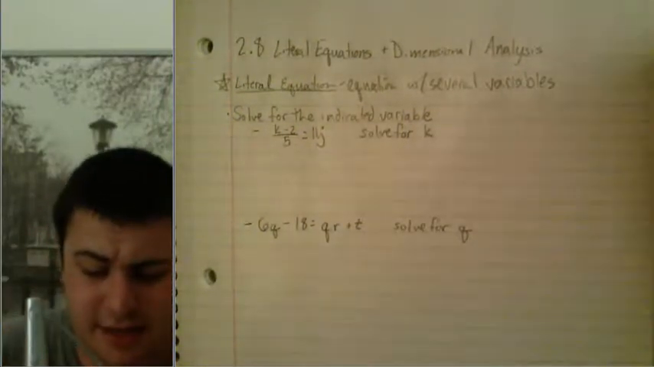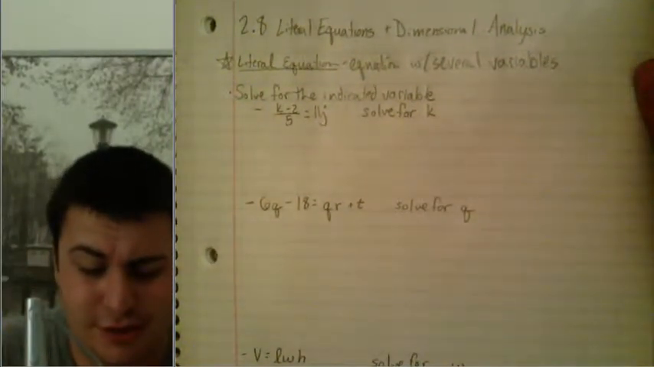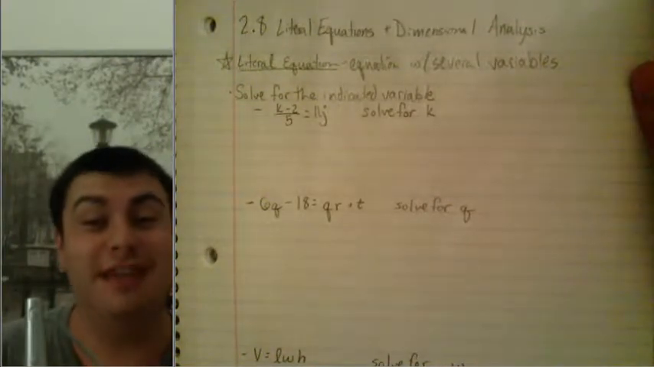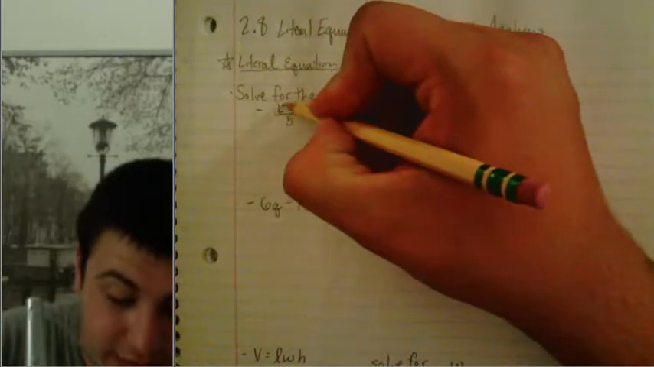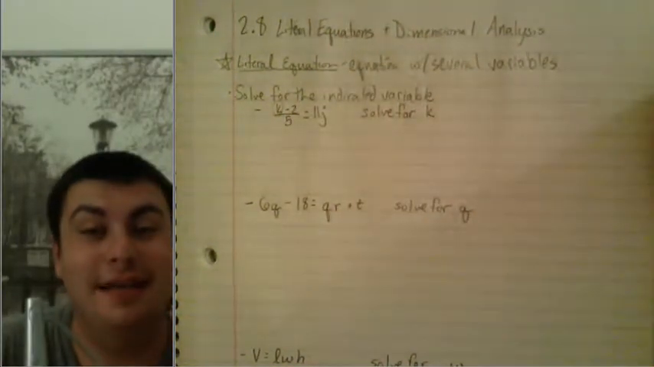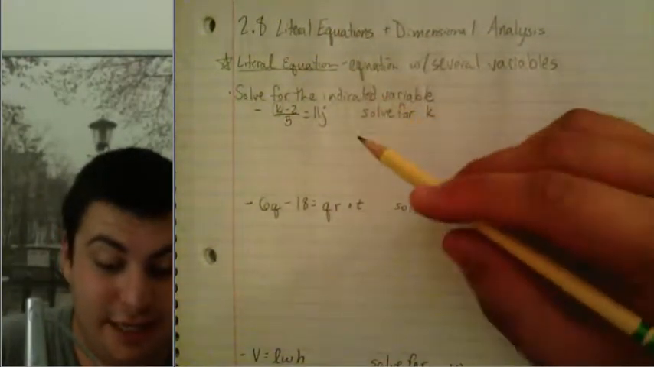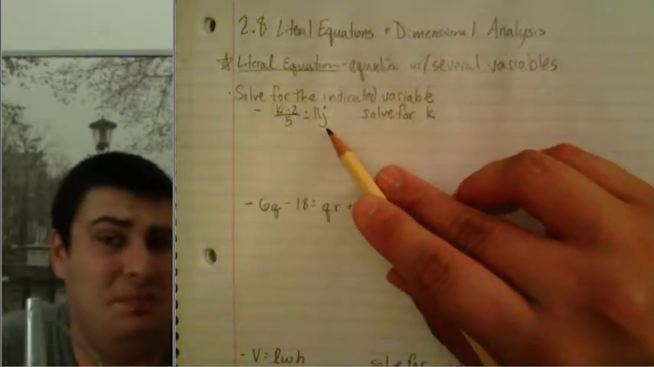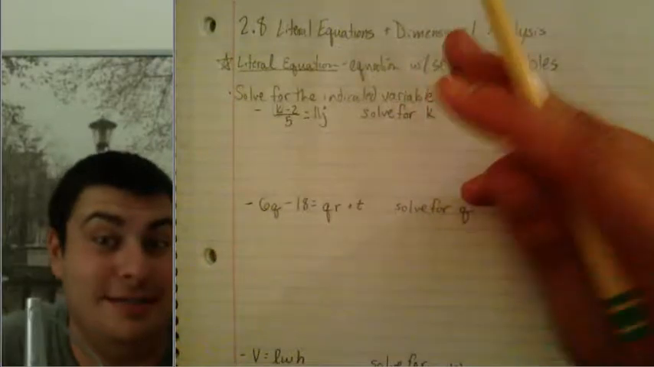So solve for the indicated variable. (k minus 2) over 5 equals 11j. Solving for k. So we're solving for k right here. So we need to get k by itself. Imagine that this j is just part of it, maybe just 11, and we'll solve for k there.